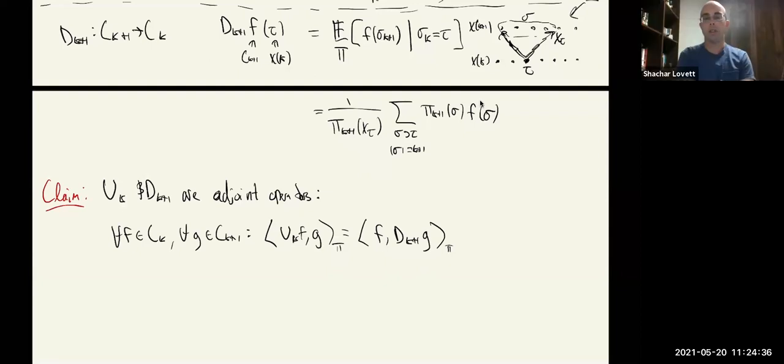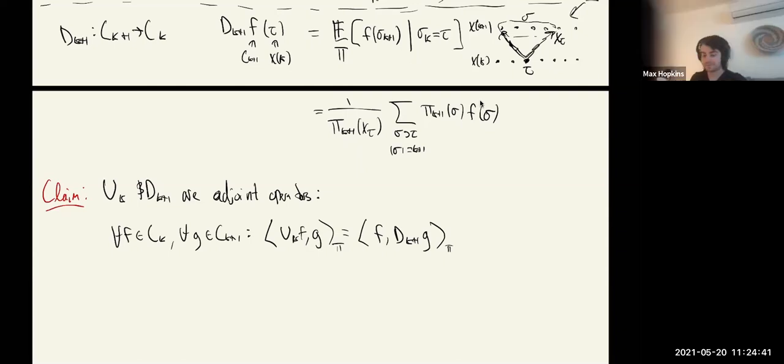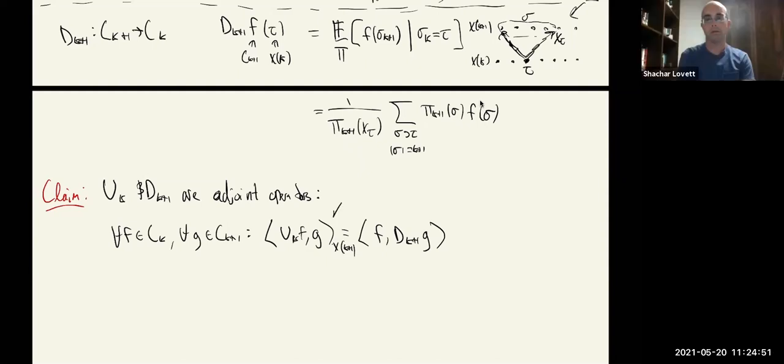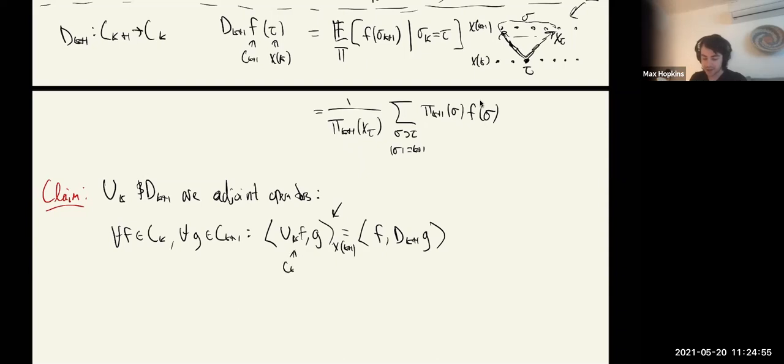Max, maybe it's worth pointing out that these inner products actually live in different spaces. Sure. Yeah. So this is a subtle point: this inner product, U_k f and g are both functions in C^(k+1).